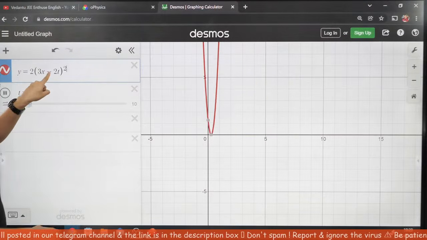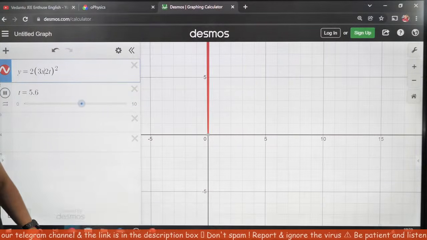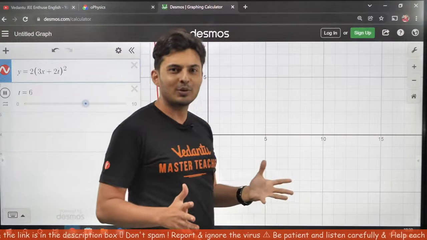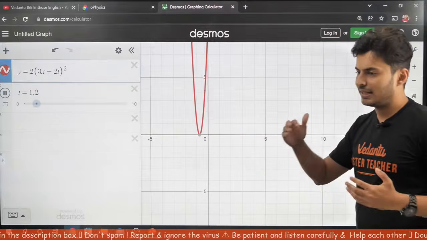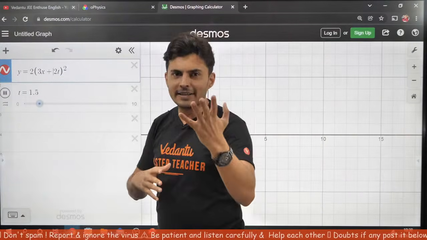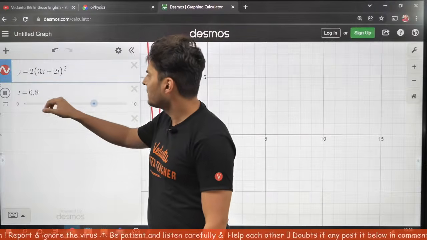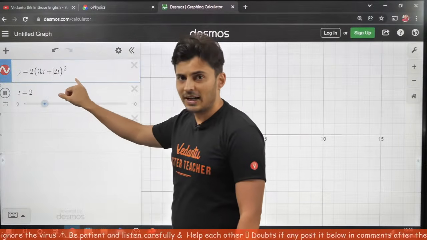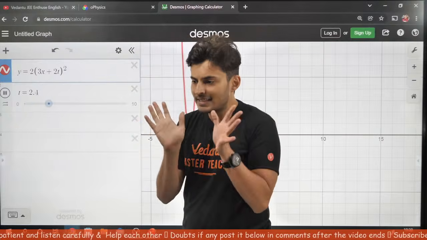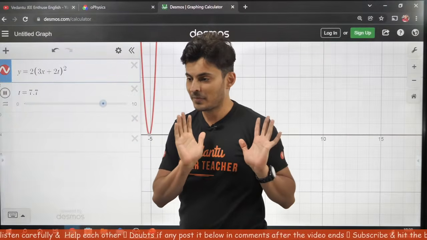Interesting. What if instead of minus, I put plus? Oh, now it starts going this side. Whoa, this is so cool. Now it starts going this side. Very good. Now I start getting ideas. This just tells me that this function is something x plus something t. That's it. Something x plus something t.